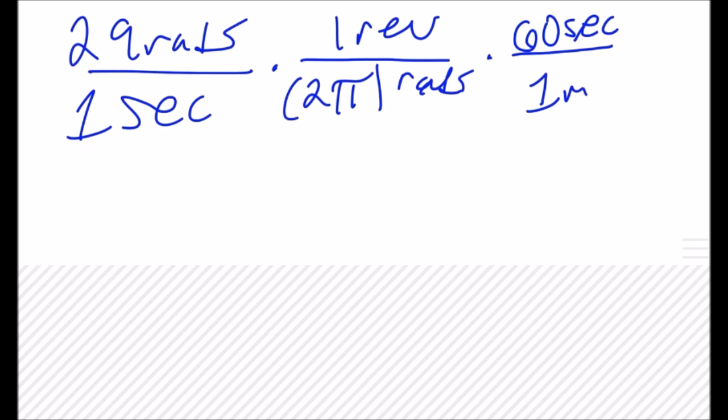All right, fantastic. So now we can go through and cancel out our units. Radians cancel radians, and we're left with revolutions on top. Seconds cancel seconds. You're left with minutes on bottom. So that would give us the unit revolutions per minute. So type in your calculators, please, and let's just confirm that it's 280.